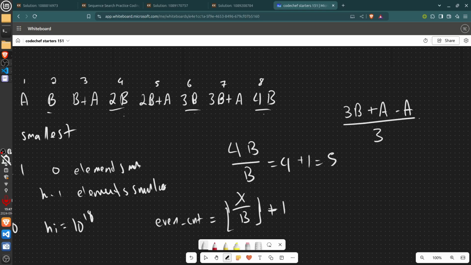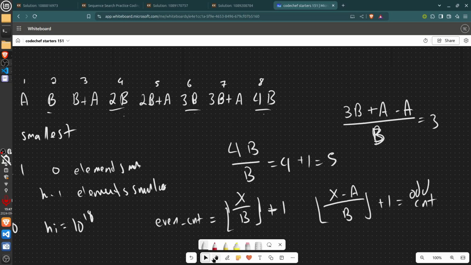Divide it like this, and this will give you 3. But 3 is not the correct answer because it's 1, 2, 3, 4. So it's off by 1. So for this, you'll take x minus a divided by b, take the floor of that, and plus 1, and that will equal odd count.